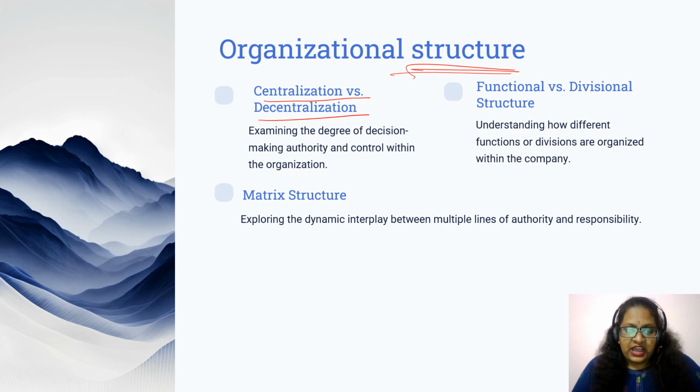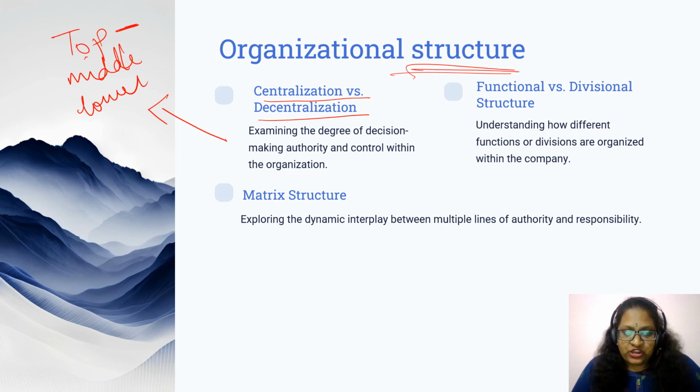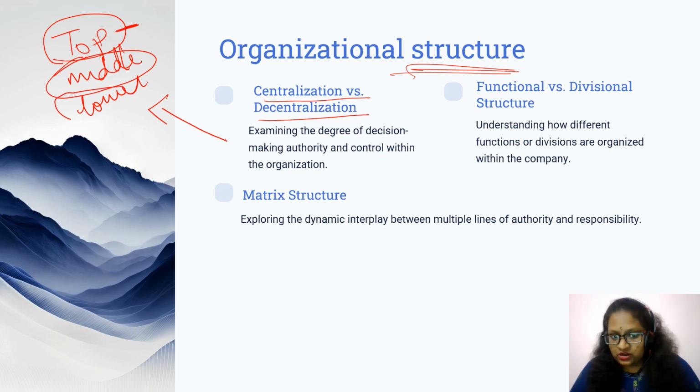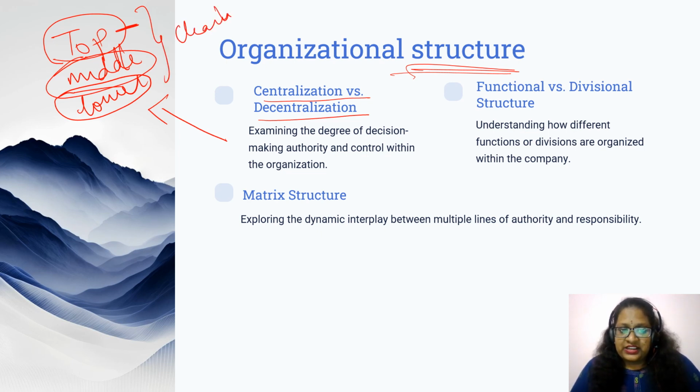Now here the organization might be divided into three: top, middle, and lower level. What kind of authorities does the top level have, what kind of authorities does the middle level have, and what decisions can a lower level of management take? These things are clearly distributed among these three levels. This type of structure is called the centralization versus decentralization method, where one level will have its own control over the authorities.